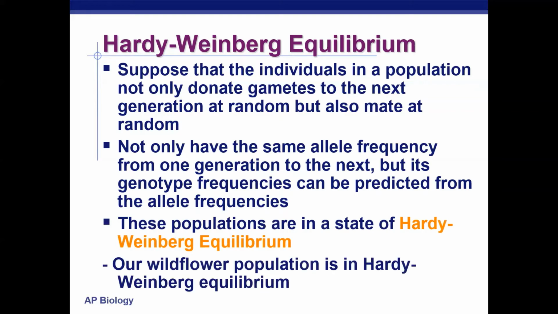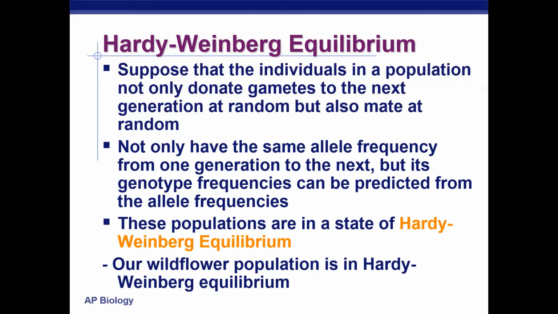Now, here's the genius part of this, though. When you apply this to populations in the natural world, most of them are not at equilibrium. And if a population is not at Hardy-Weinberg equilibrium, what does that tell you about that population? That's right. They're evolving. They're microevolving. Guys, there are not very many populations that are in Hardy-Weinberg equilibrium. One that is, usually, are wildflowers. Wildflower populations tend to be in Hardy-Weinberg equilibrium.